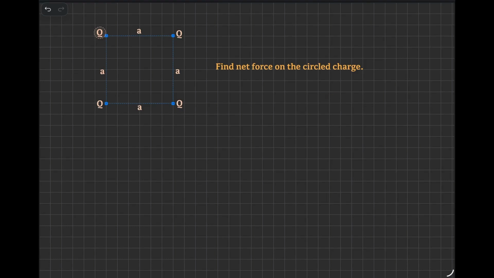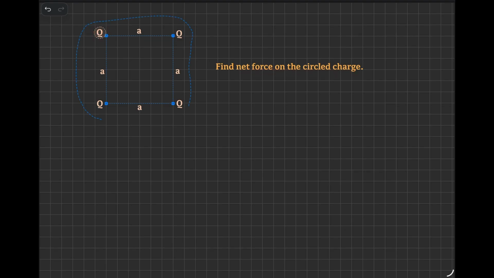Now let's solve some problems on Coulomb's law. So this is our first question. Here they have given us a square arrangement of charges. At the four corners there are four charges, q each, and all sides are a. They are asking to find the net force on the circled charge. This is our circled charge and we need to find the net force.